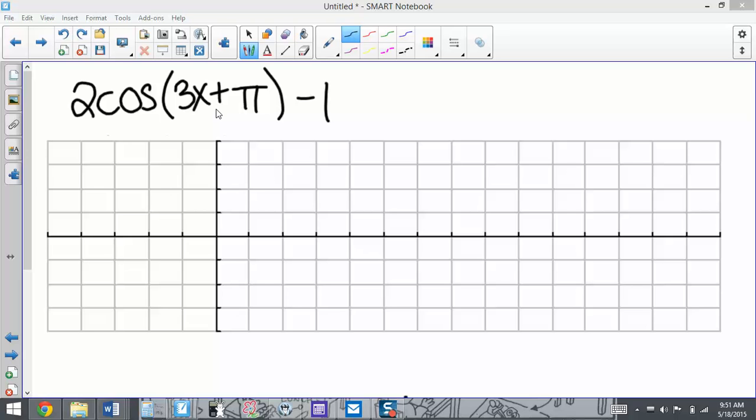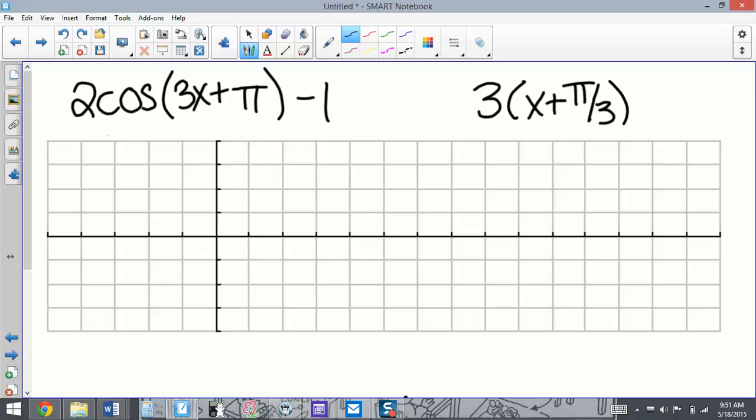So this is graphing sine and cosine. Sine works exactly the same way, except it's got a different starting point. So the first thing I want to do is go ahead and deal with this guy, and I'm going to factor out the 3. So I've got 3, and then x plus pi over 3. That'll come in handy in a little bit here.